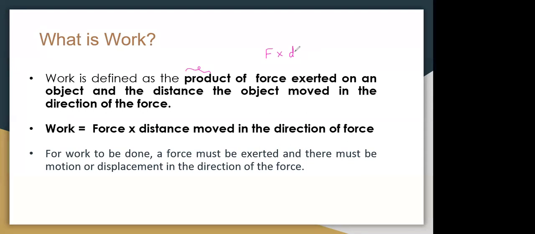Or in case you don't want to use the word distance moved, then you can use the word displacement. Displacement means the distance you move in a specified direction. So whenever you are talking about work, we use force and the distance moved in the direction. Alternatively, you can say that work is given by the product of force multiplied by the displacement, because displacement is the distance you move in a particular direction. So let's write.